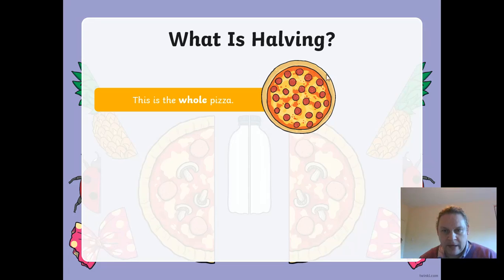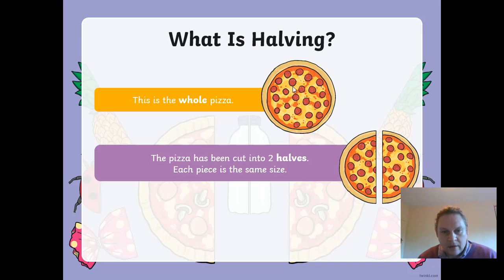This is a whole pizza, okay? So when we're talking about fractions, we're talking about parts of a whole. Our whole in this case is a pizza. We've got one whole pizza. Now, the pizza has been cut into two halves. Each piece is the same size, okay? So again, when we're talking about fractions, we're talking about equal parts of something. All of the parts have got to be exactly the same size with fractions, okay?